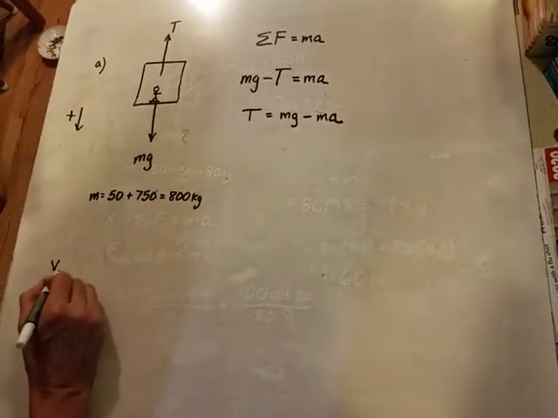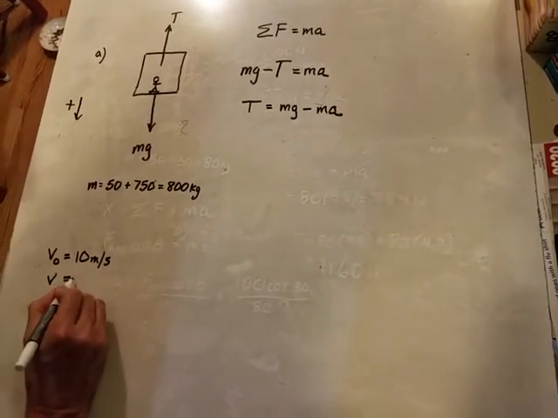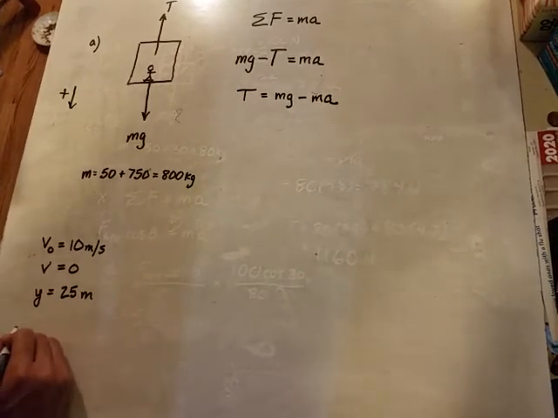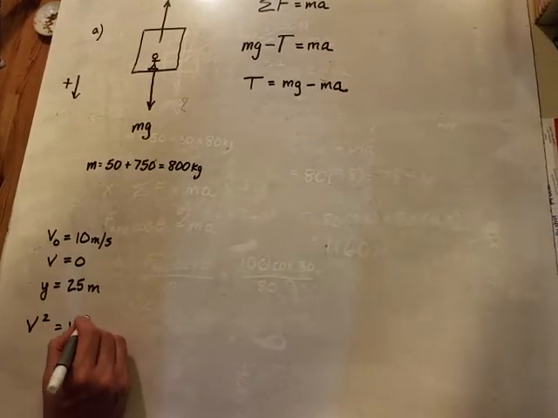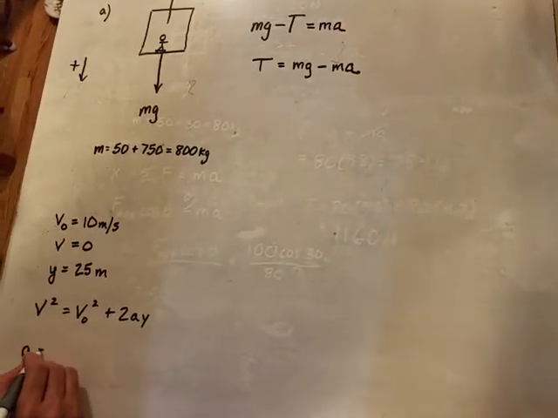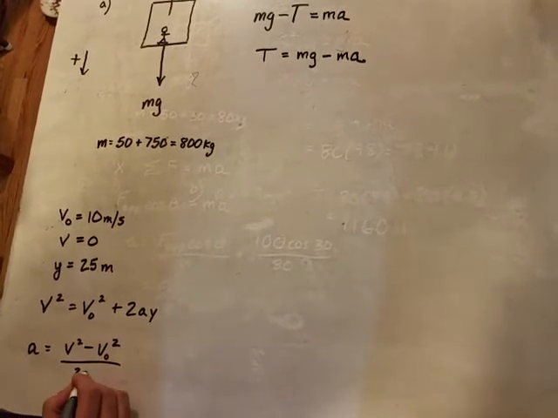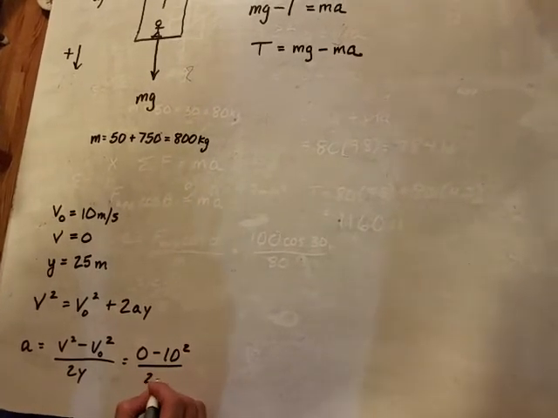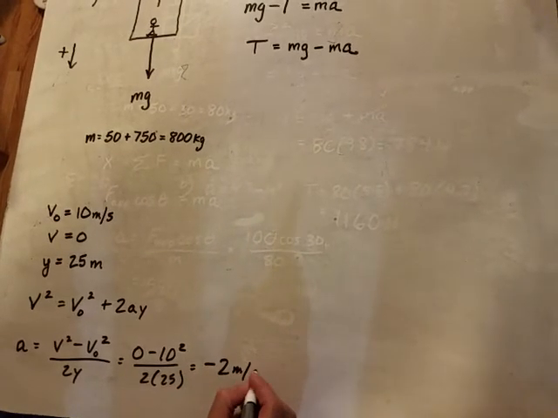They tell us that we're starting at a speed of 10 meters per second. We're coming to a stop. We do that in a distance of 25 meters, and we don't have a time. So the kinematic equation that's going to work is v squared is equal to v0 squared plus 2ay, which, if we solve for a, is v squared minus v0 squared over 2y. That's going to be 0 minus 10 squared over 2 times 25, which is going to give us a negative 2 meters per second squared.